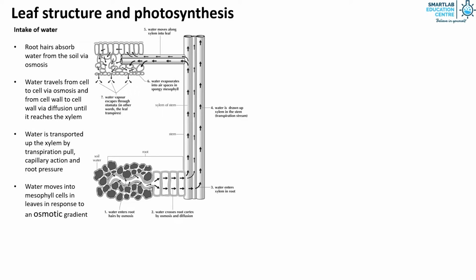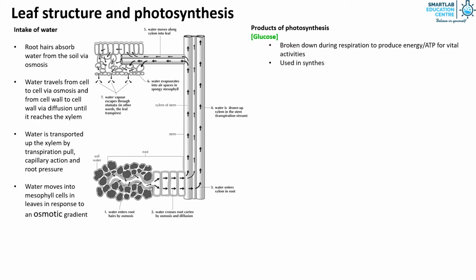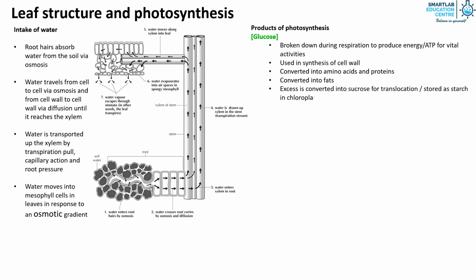We know that at the end of photosynthesis glucose and oxygen are produced, but what happens to these products afterwards? For glucose, it is broken down during respiration to produce energy or ATP for vital activities. It can be used in the synthesis of cell wall, or it can be converted into amino acids, proteins, and even fats. Excess glucose is converted into sucrose for translocation or stored as starch in chloroplast, or stored in the form of starch granules in the cytoplasm of storage organs like tubers in plants.